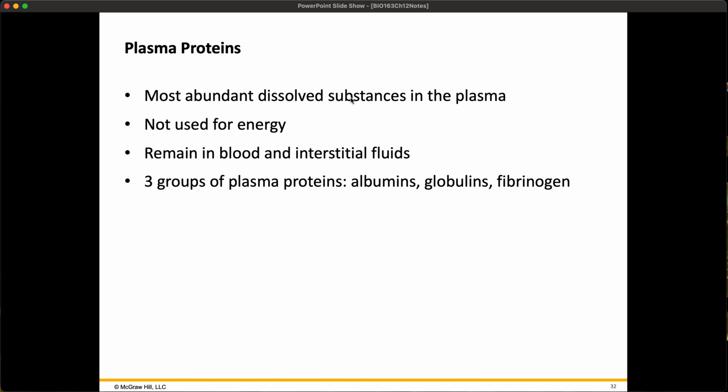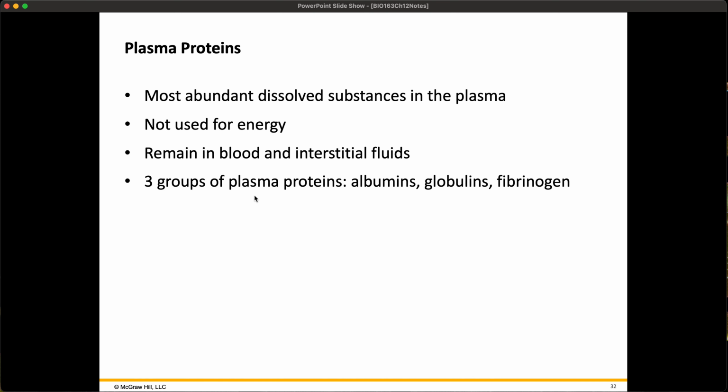Most abundant dissolved substances are in the plasma, so not so much in the extracellular or intracellular or interstitial fluid. It's mostly in the plasma. These things are not used for energy production, though. These proteins are not used for energy. They remain in the blood and they remain in the interstitial fluids.